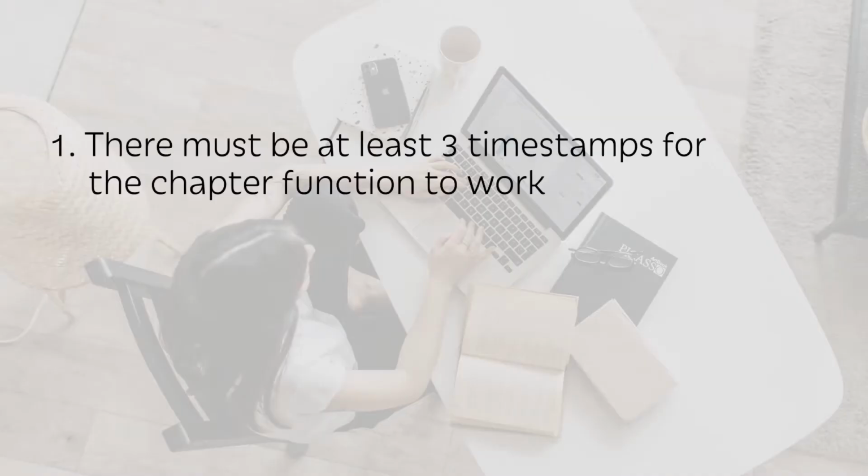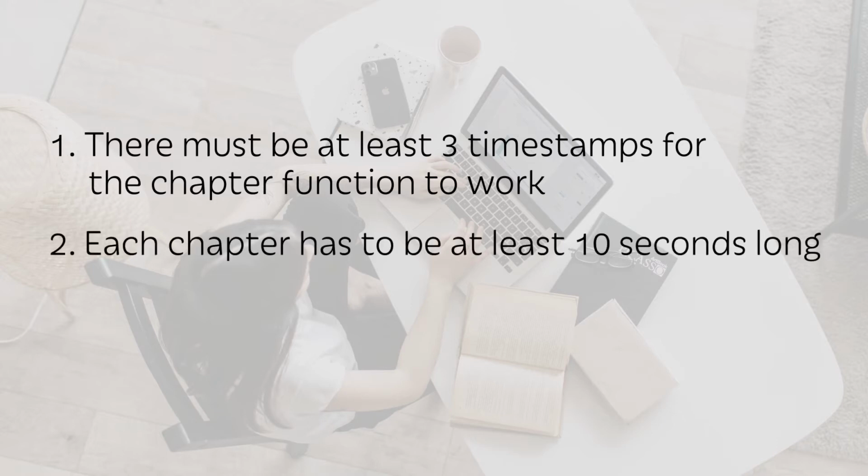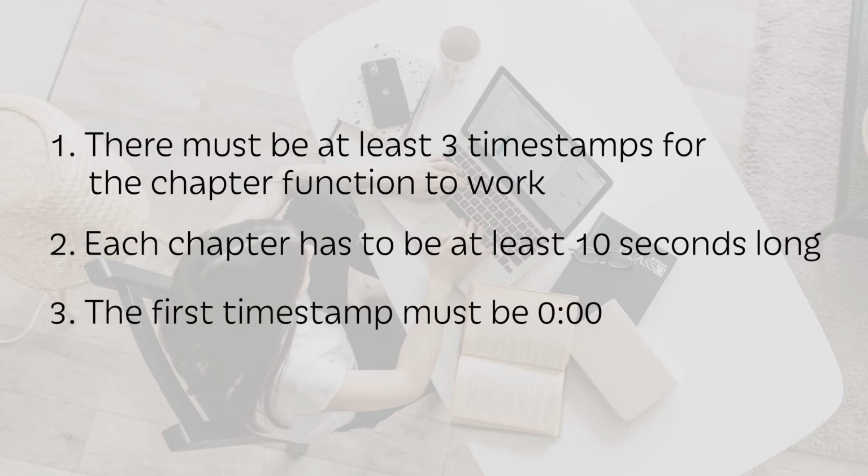So how do you create them? Chapter information is created using timestamps. There are 3 criteria you need to stick to. Number 1, there must be at least 3 timestamps for the chapter function to work. Number 2, each chapter has to be at least 10 seconds long. And number 3, the first timestamp must be 0.